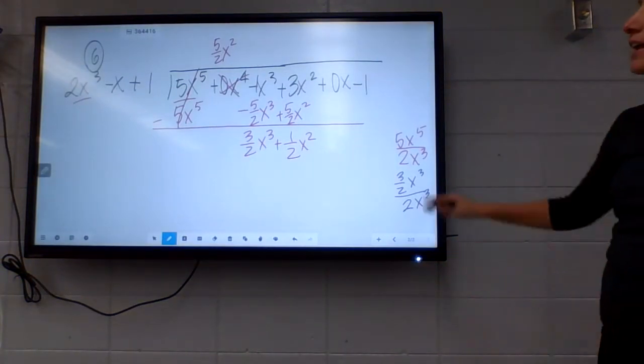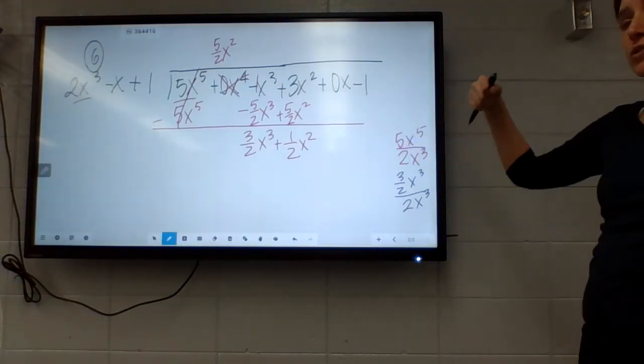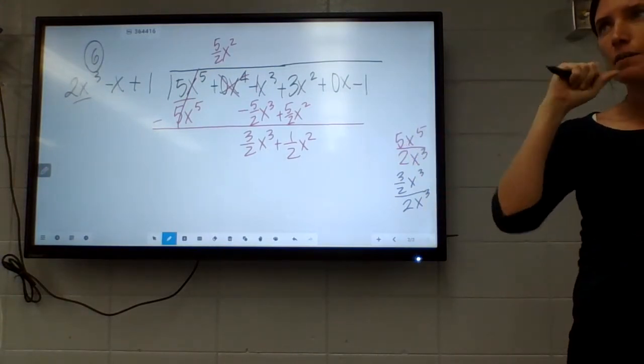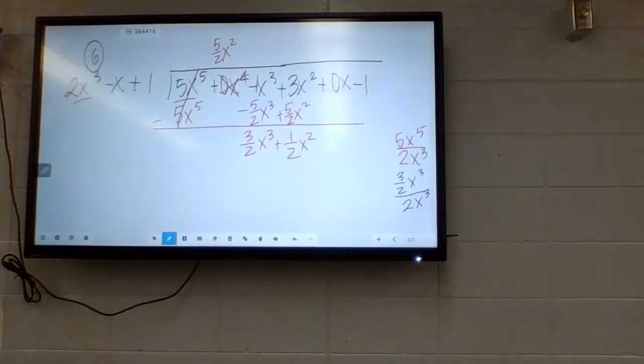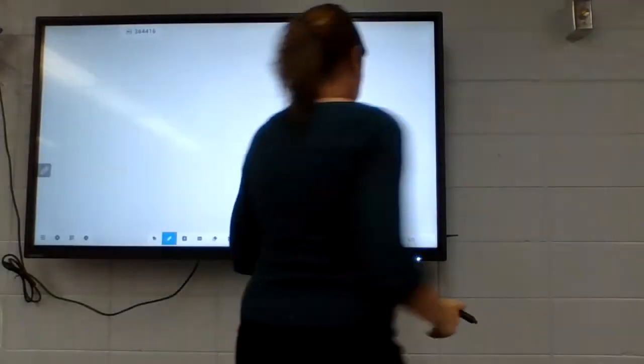I would avoid that. Now, we will do some with fractions today with synthetic division. And those aren't as bad, because typically those will work out nicely when we do those with synthetic division. So I'll show you that in a little bit. Let's do number 10 though.